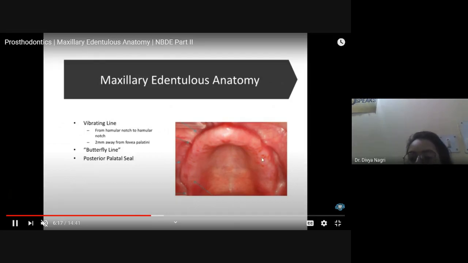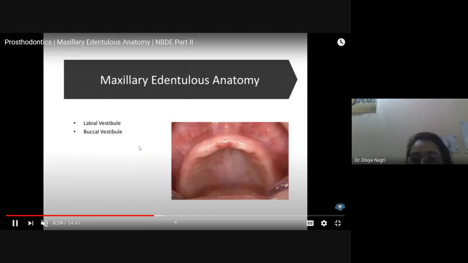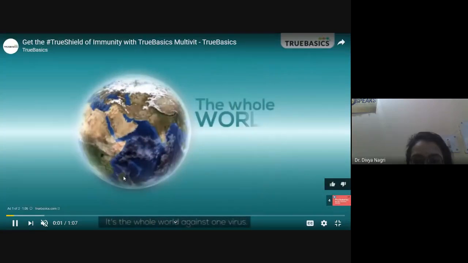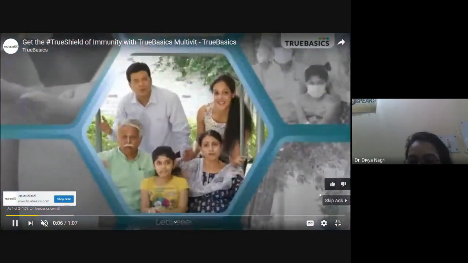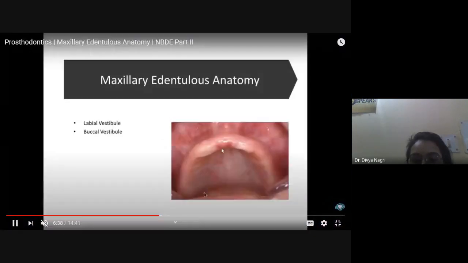This is your maxillary edentulous ridge. Completely edentulous. See the word edentulous. This is your labial vestibule. This you can see. This is your alveolar ridge. This is your labial vestibule. This is your buccal vestibule.